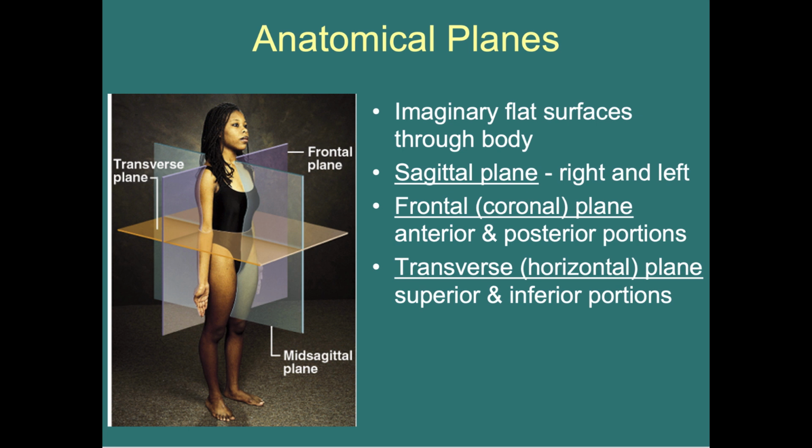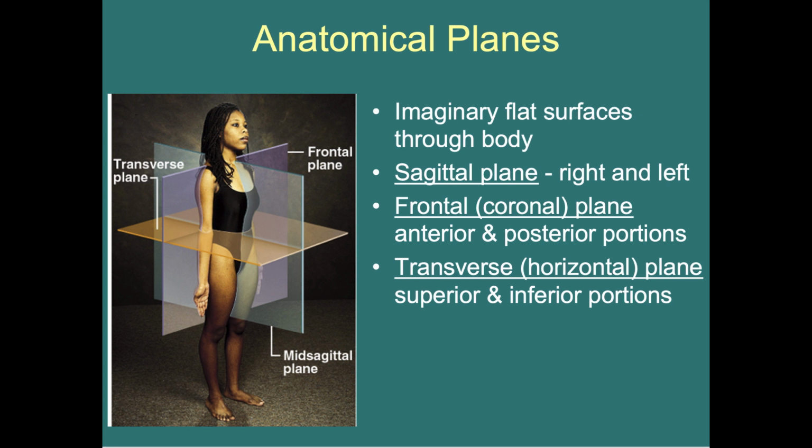Now our first one is our sagittal plane. Basically our sagittal plane is dividing the body into right and left halves. You can see here, let me back up, you can see here that this line is the mid-sagittal plane. Now, there's only one mid-sagittal plane, and that divides the body into equal left and right halves. We'll talk about parasagittal here in a second, but parasagittal planes divide the body into unequal left and right halves.